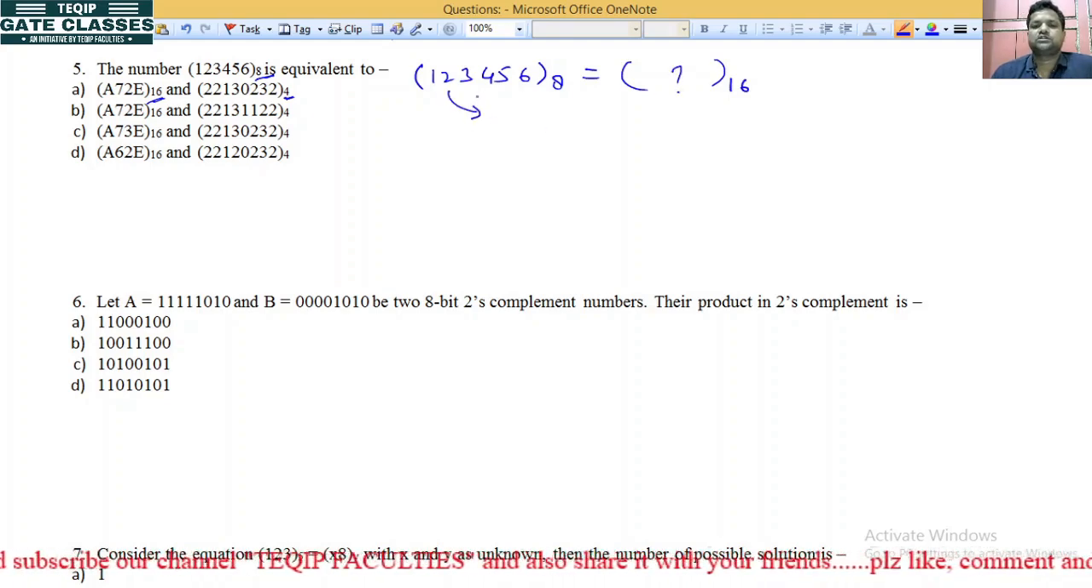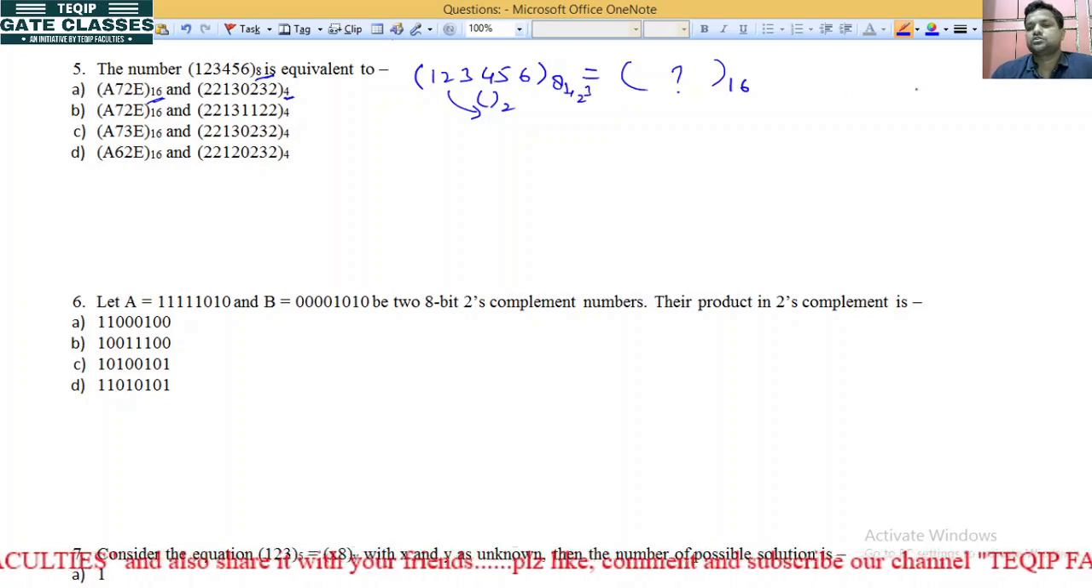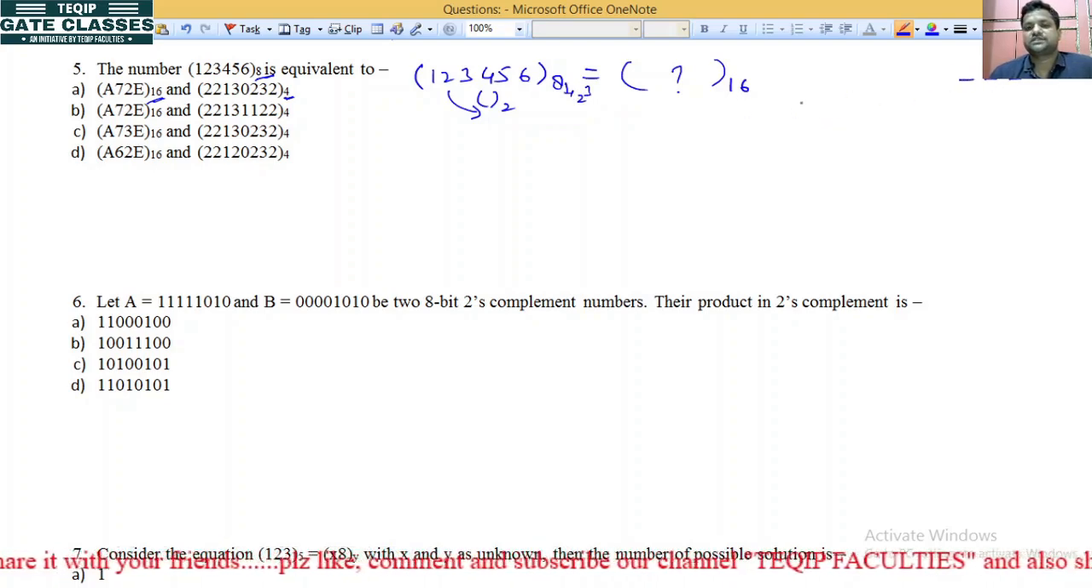So first of all we have to convert it in base 2. What will be in base 2? It can be written as 2 to the power 3. So 2 to the power 3 means we have 3 places. Weight is 1, 2, 4. So I want 1. How will we get 1?